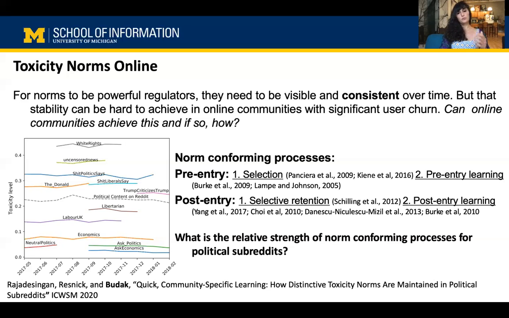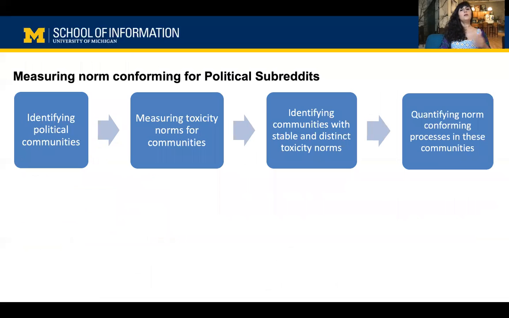So as you can see from the citations here, the past work has looked at each one of them mostly in isolation. The goal we have here is to identify their relative strength for allowing political subreddits to keep their norms stable. There are 4 steps.